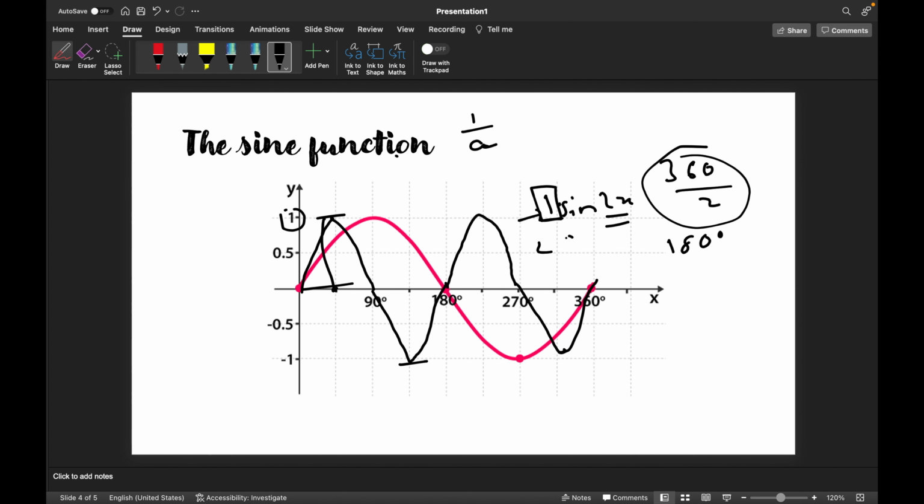If it were 2 sine x, then the graph would look something like this. Just imagine here's 2. Let me draw this in this color. It would look something like this. The period would remain the same. Now let's just say this is 2 sine x. This is the graph of 2 sine x. The amplitude is increased by a factor of 2, so it's doubled. The period remains the same.